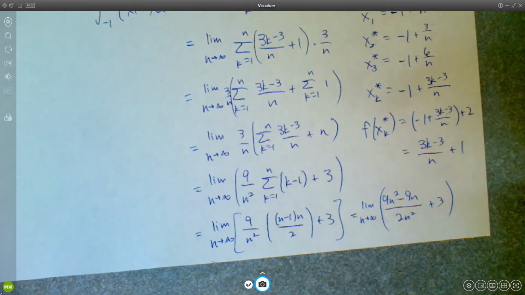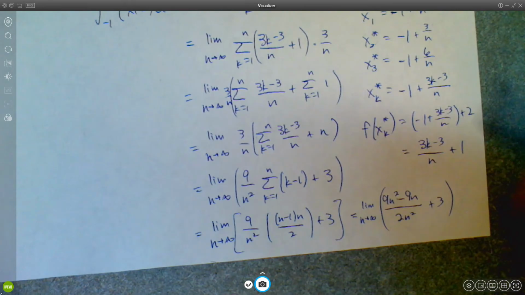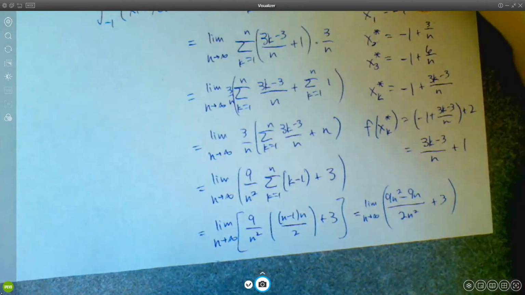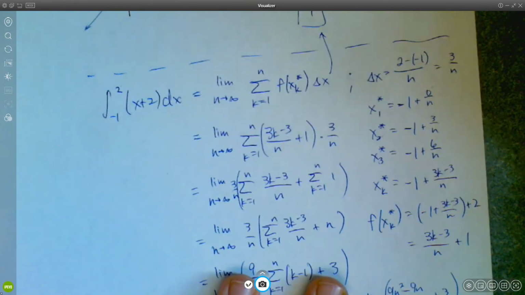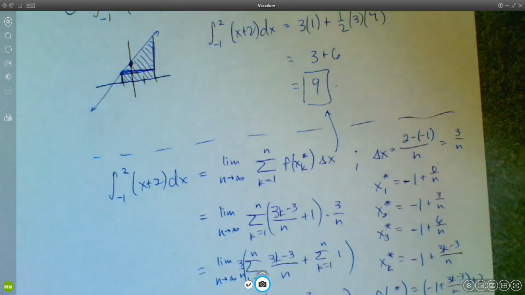Well, I've made a mistake somewhere, but hopefully you get the point. This should come out to be the same thing as that, right? It should equal 9 by the time all is said and done. Unless maybe I made a mistake up here. I mean, shoot, did I? f of 2 is 4. So the height. Oh, I did make a mistake up here.